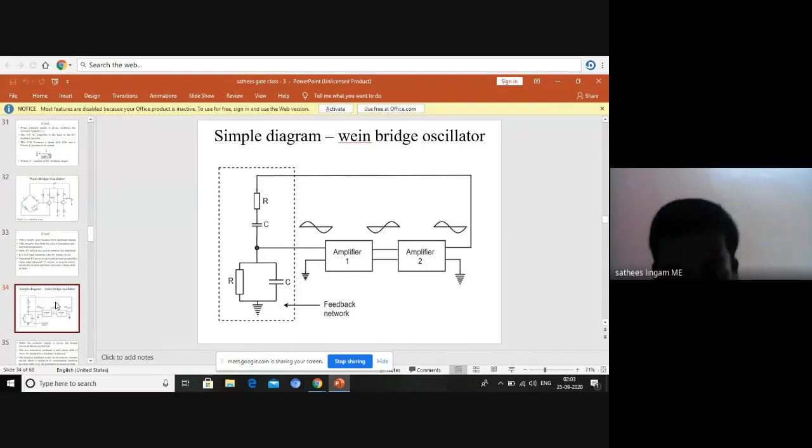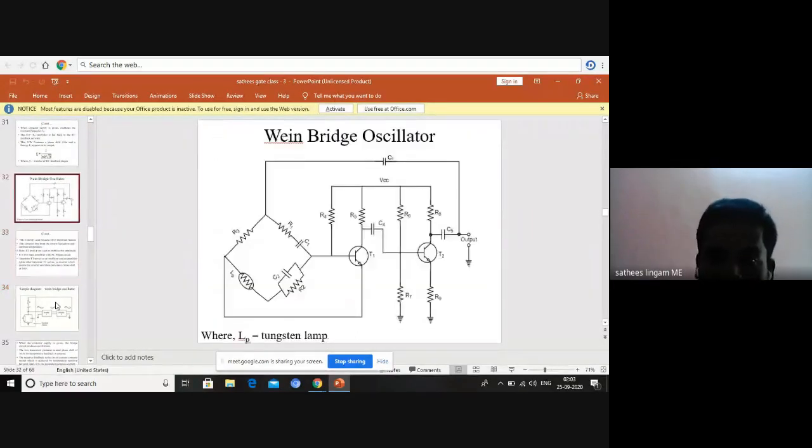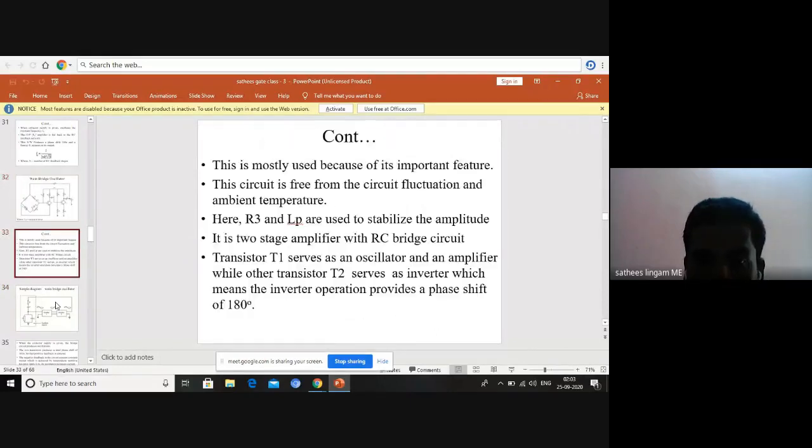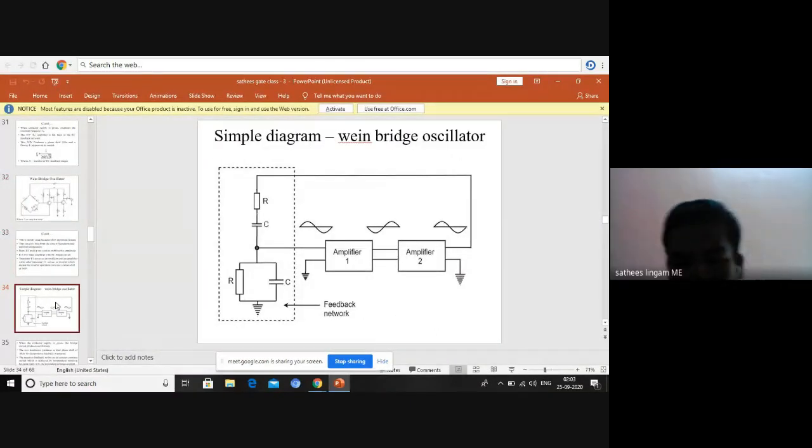See the signal here, positive to negative, before amplifier one. The signal at the base of the amplifier is received from the oscillation of the RC network, by charging and discharging. It is supplied by the supply voltage. See here, the supply voltage. So the positive and negative cycle is changed to negative and positive at the output of amplifier one.